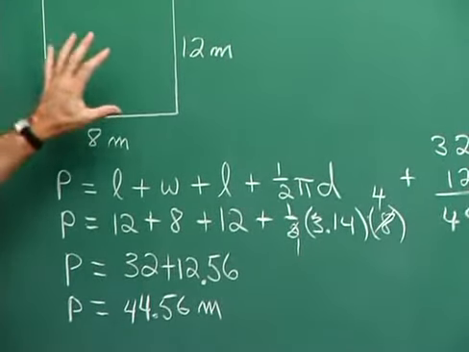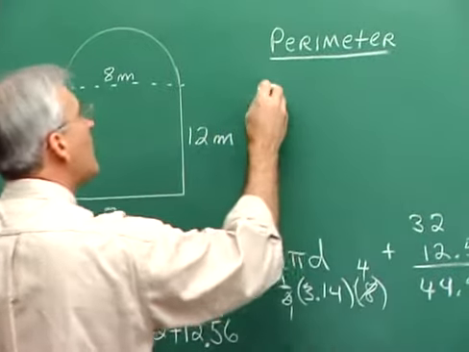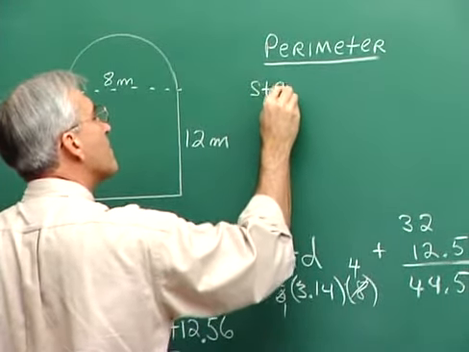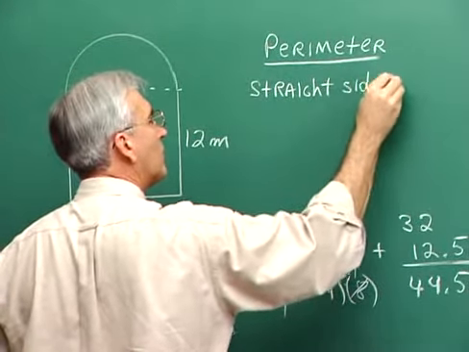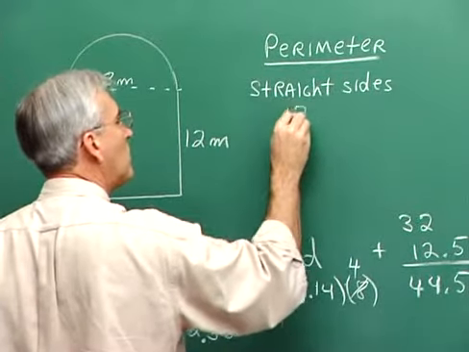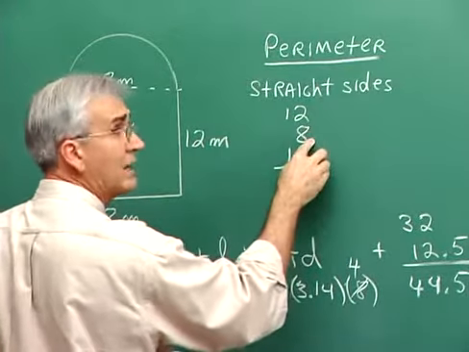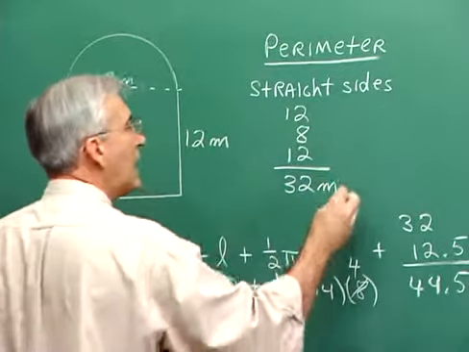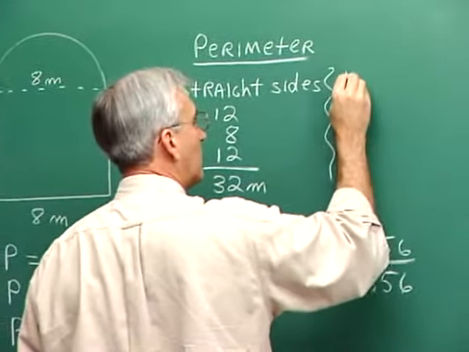Now, the other way to think about it is like this. I want to find the perimeter. What if I calculate the straight sides right here? The straight sides, that's 12, 8, and 12. This gives me that 12 and 8 is 20, and then 12 would be 32. So that's 32 meters. And now the half circle part.